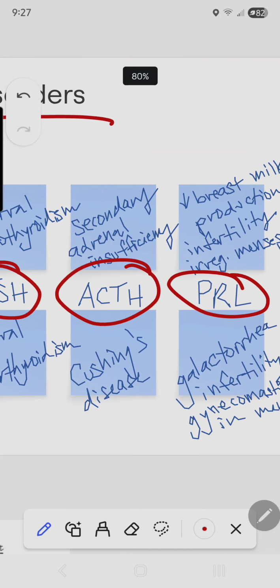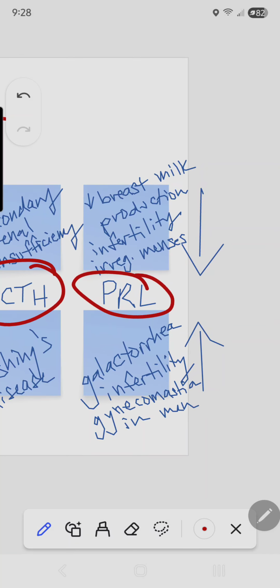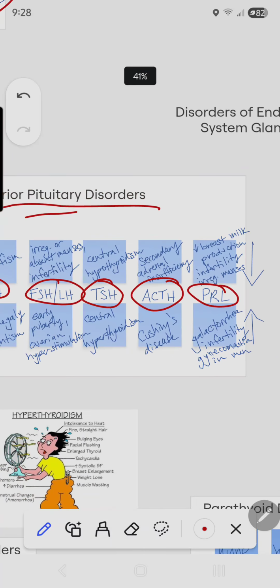Adrenocorticotropic hormone, again, very similar. If we have too little of it, we get what's called secondary adrenal insufficiency, because again, this comes from the pituitary. And if we have too much, we get what's called Cushing's disease. Now, prolactin, too little, we're going to get decreased breast milk production, infertility, and irregular menses. Too much of it, we're going to get galactorrhea in both males and females, infertility, and gynecomastia in men.